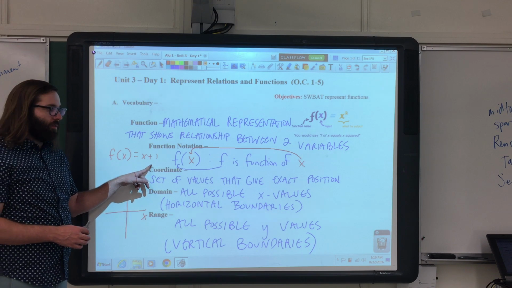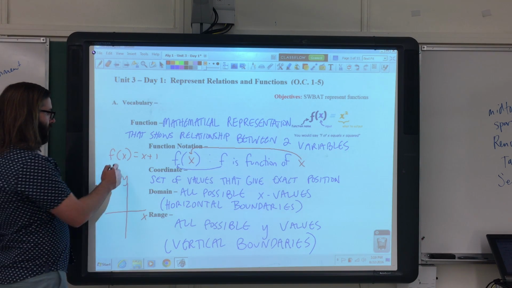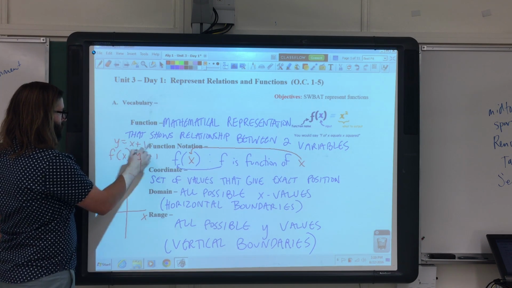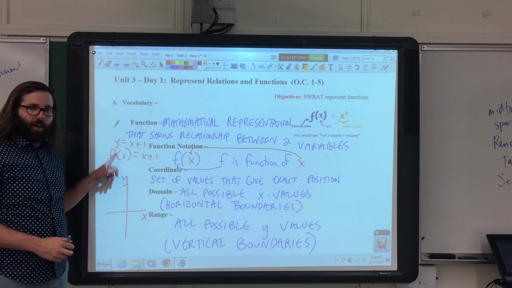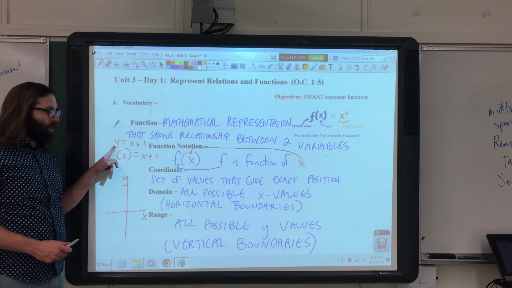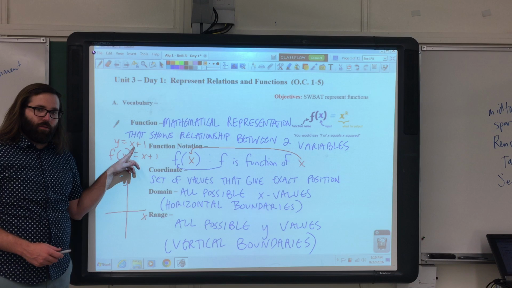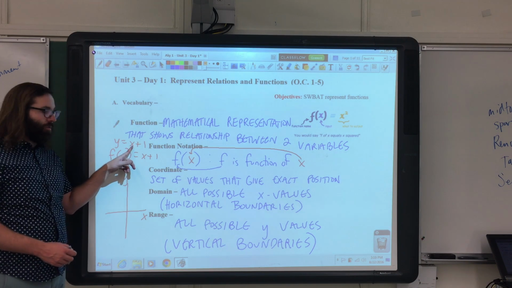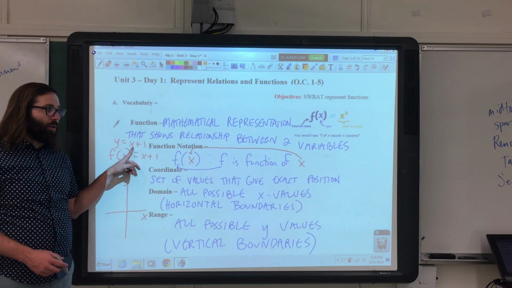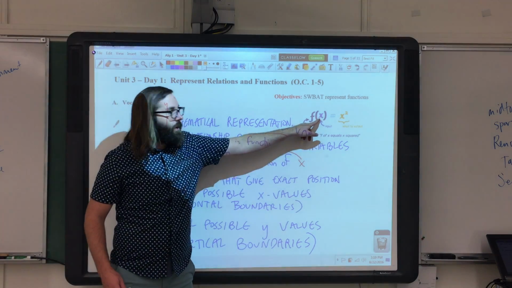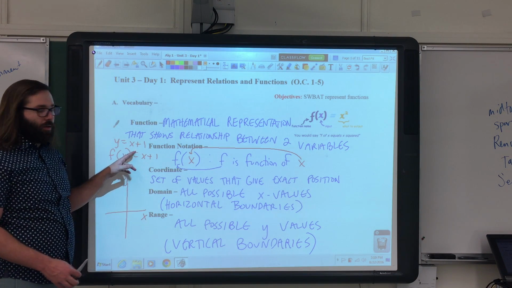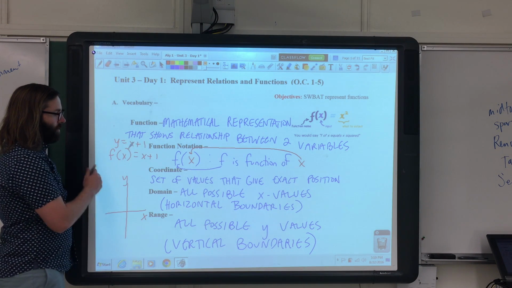Another way to write f of x is just y. Okay? F of x and y are interchangeable. So if you see f of x, just think y. So y is a function of x. Okay, you plug in something for x and you get y. Okay, so x is going to be your input. Look over here. X is your input, and that will equal your output. So this whole thing is your output.